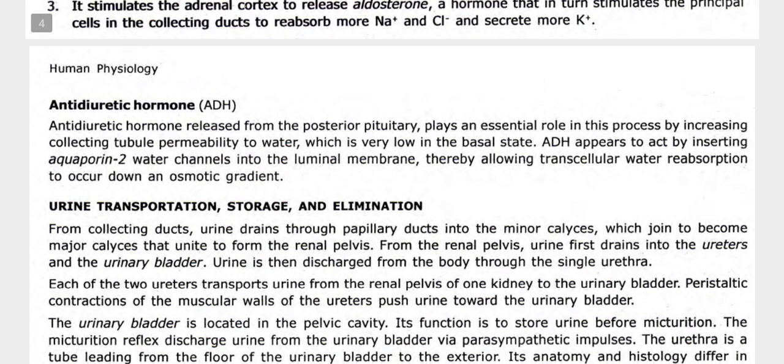Then antidiuretic hormone, or ADH. Antidiuretic hormone, released from the posterior pituitary, plays an essential role in this process by increasing collecting tubule permeability to water, which is very low in the basal state. ADH appears to act by inserting aquaporin 2 water channels into the luminal membrane, thereby allowing transcellular water reabsorption to occur down an osmotic gradient.